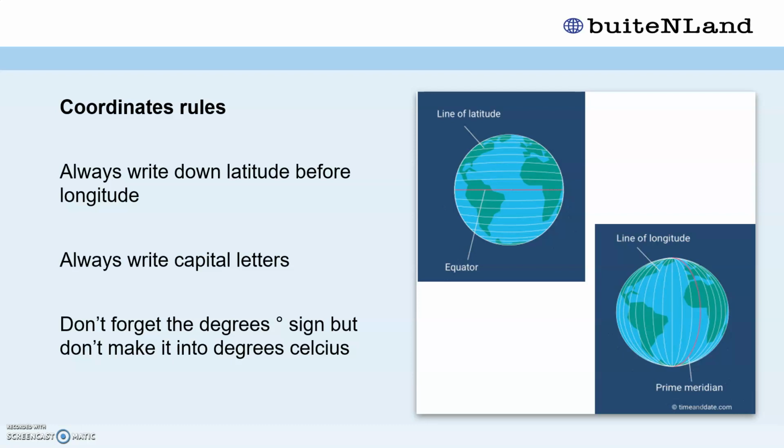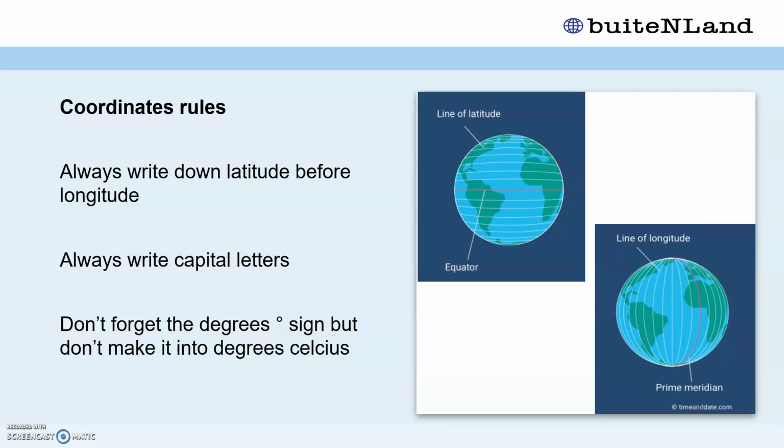Then the second rule is always write down capital letters. Well, numbers are not in capital letters, but if you put N or S for Northern Hemisphere, or the S for Southern Hemisphere, or the E for Eastern, or the W for Western, make sure that those letters are in capital. Yeah, if you have such a bad handwriting that I cannot distinguish capital from a normal letter, then please underline it, so I know that you know that it should be in capital letters.